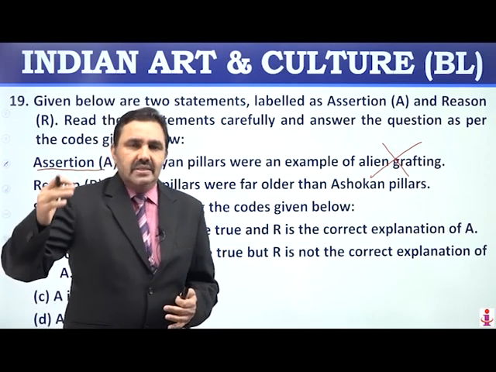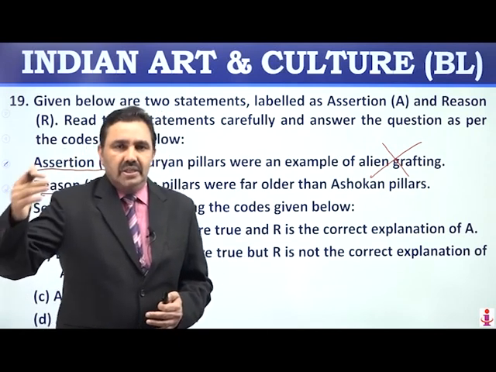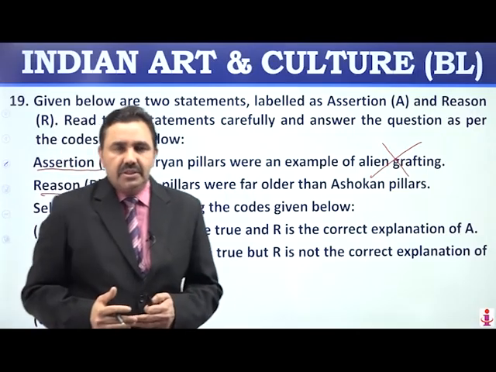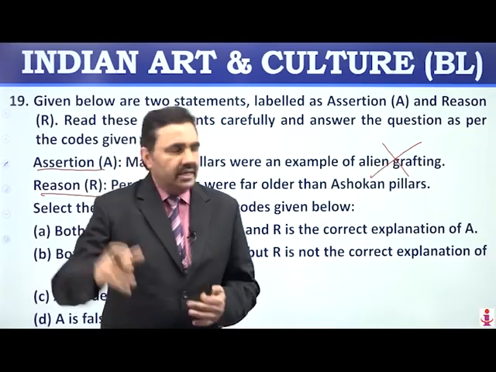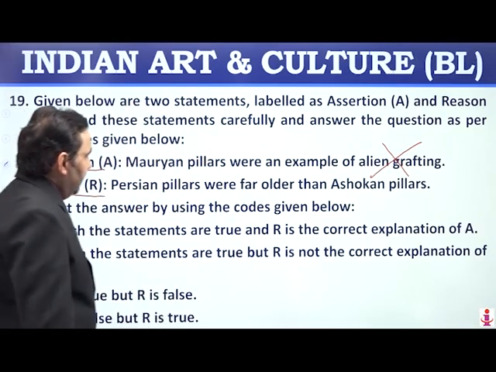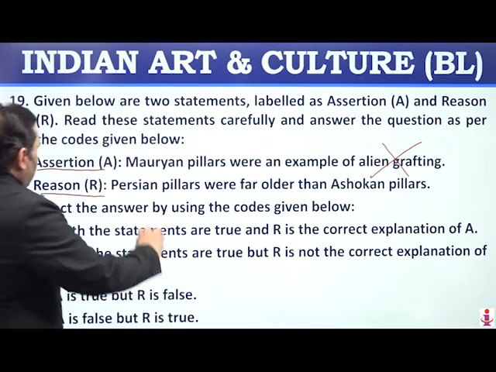Some historians like Stella Kramrisch and John Marshall said the Mauryans adopted the tradition of pillar architecture from Persia, but that is not correct. They were not an example of alien grafting, they were indigenous in character. Assertion is wrong.